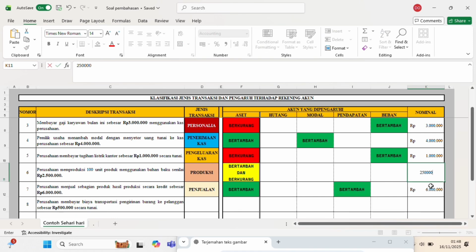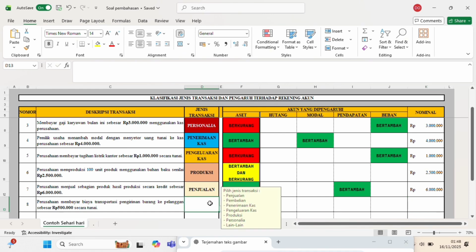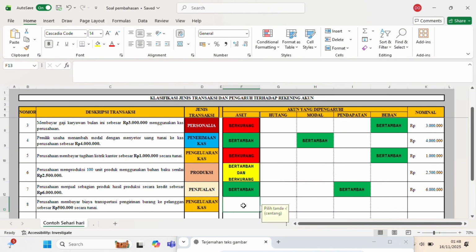Number 8, or the last one. The company paid transportation costs for delivering goods to a customer amounting to 500,000 in cash. This is a cash outflow transaction because the company spent cash to pay for delivery expense. The accounts affected are cash, an asset, which decreases, and delivery transportation expense, which increases, amount 500,000.